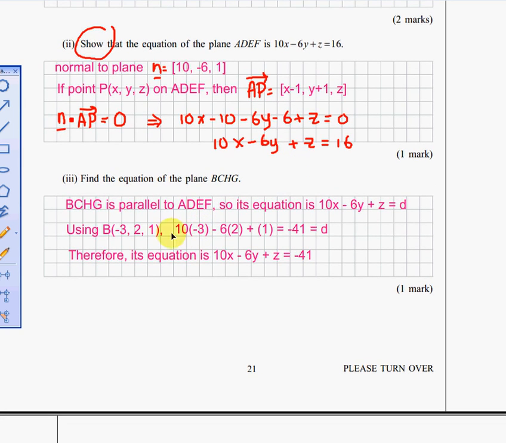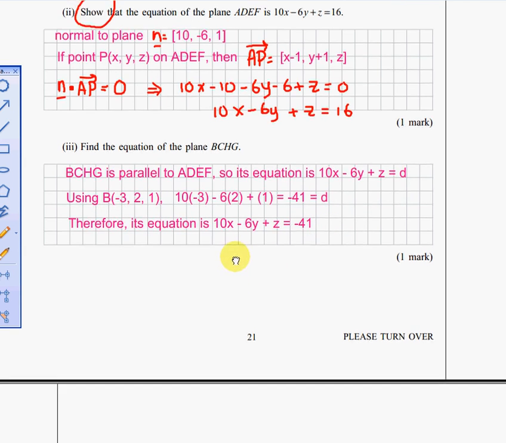And then as for the next part, since it's parallel, again this is a use of knowledge of vectors, and so the equation would look exactly the same except for the constant part. So your task is to find the constant D in this case, and you can use any points. Here I choose point B and find D, which is -41.